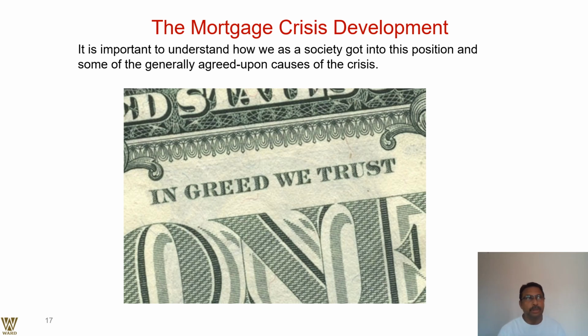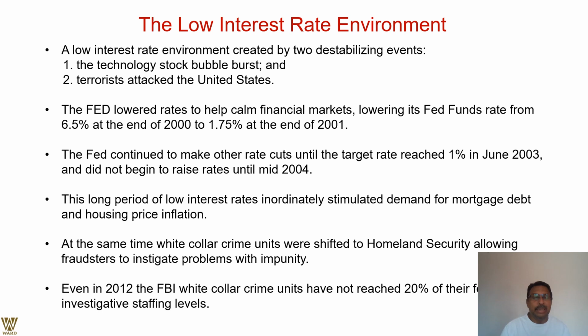Remember 2008, 2009, the mortgage crisis development. It is important to understand how we see the society, how the society gets into the position, and some of the generally agreed upon causes which lead to the crisis altogether. This brings us to the next regime, the low interest rate environment. This is again a regime that we need to address.